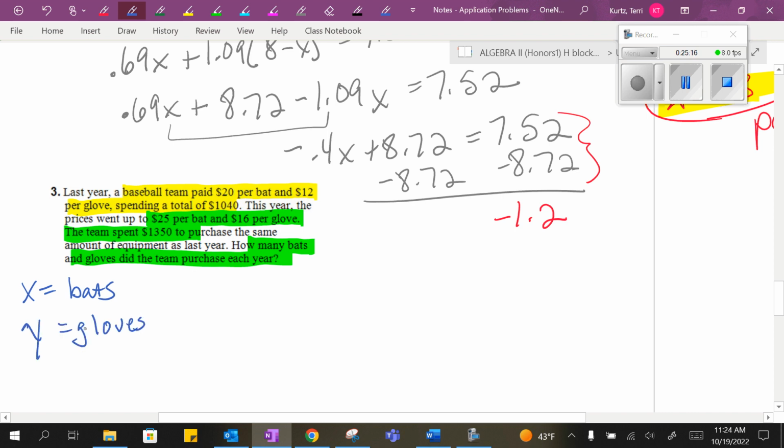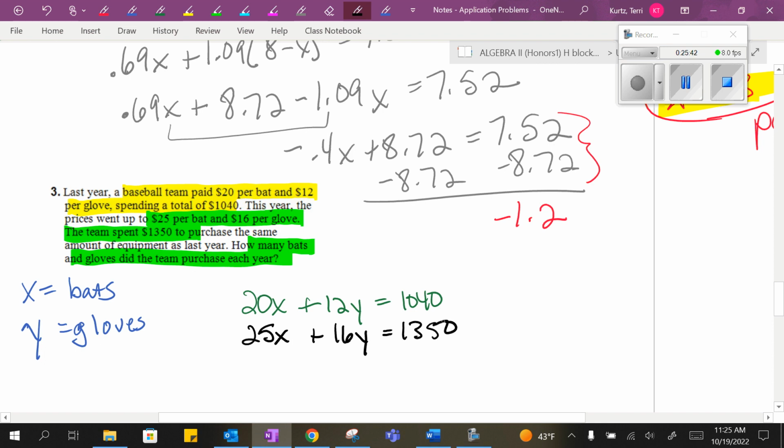And we've got basically shopping trips here. So each equation is going to be a shopping trip. So the first shopping trip they took was they spent $20 per bat and $12 per glove and spent $1,040. Second shopping trip, $25 per bat plus $16 per glove, and they spent $1,350.